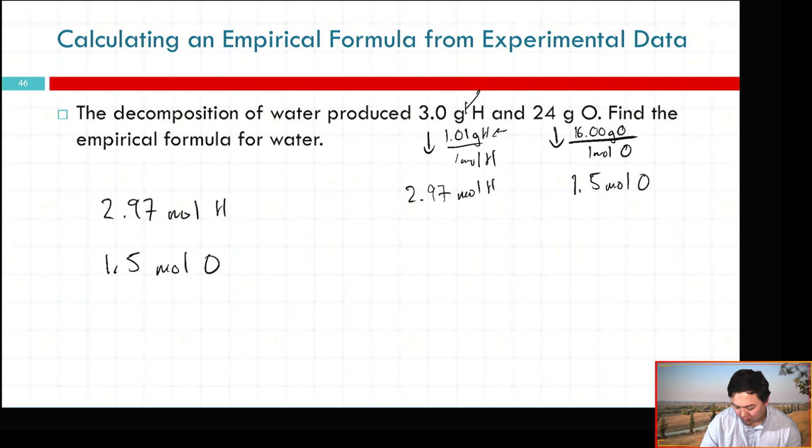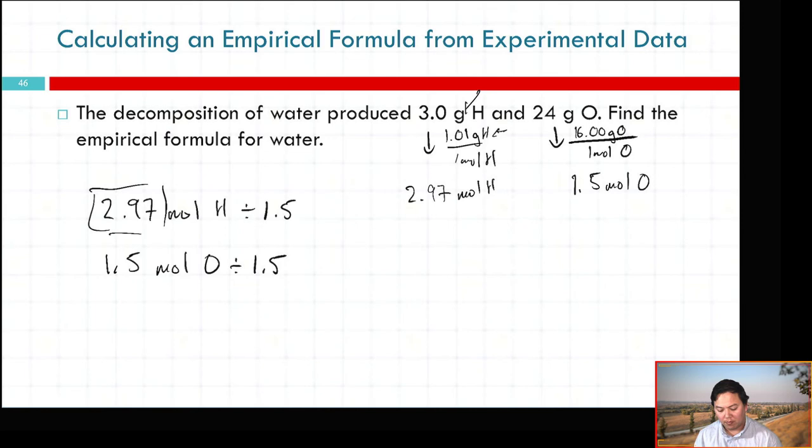So now we divide by the smallest number of moles. Step one was to convert from mass to moles. Now we divide by the smallest number of moles, being 1.5, right? And this, you'll notice, is very close to 3. This is where I was talking about too, when we're using the mass, you're really approximating the number of moles by using mass. And this is well within experimental error. So when we divide 2.97 by 1.5, we'll get 1.98, which is essentially 2. And then 1.5 divided by 1.5 is going to be 1.